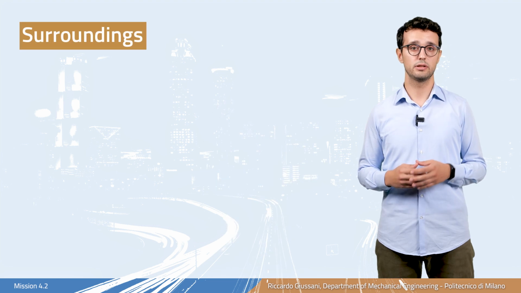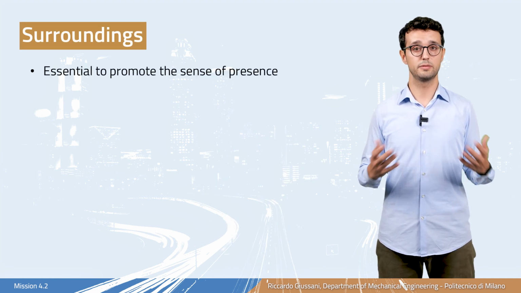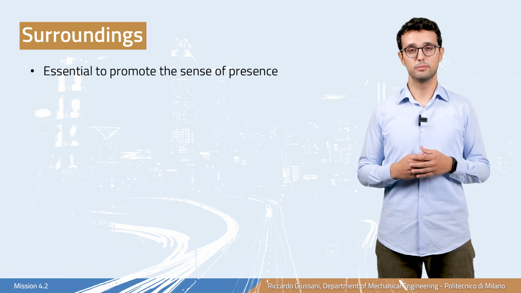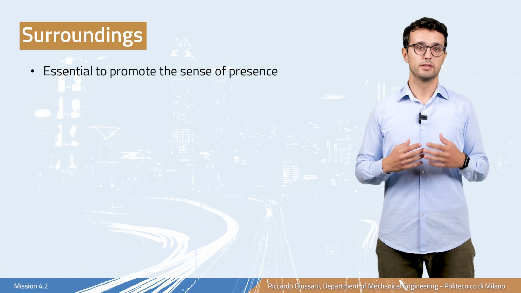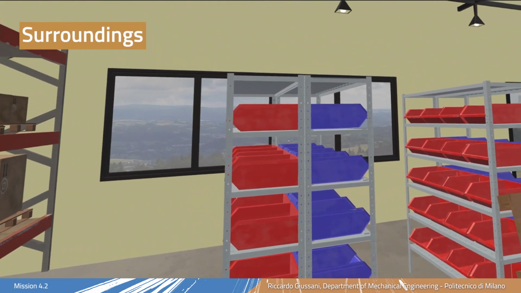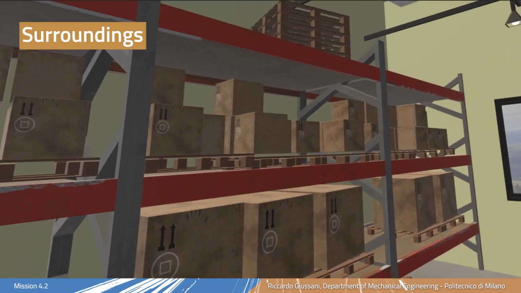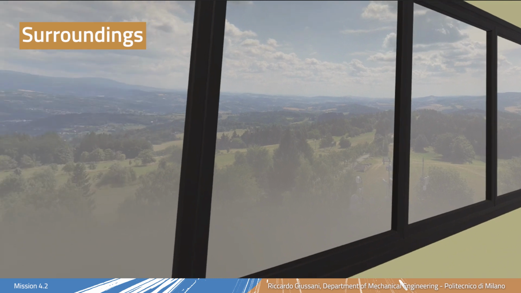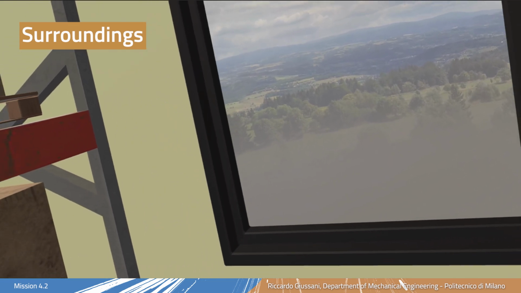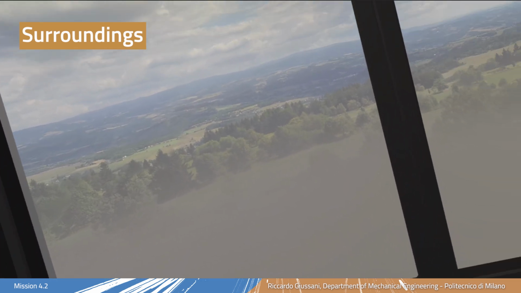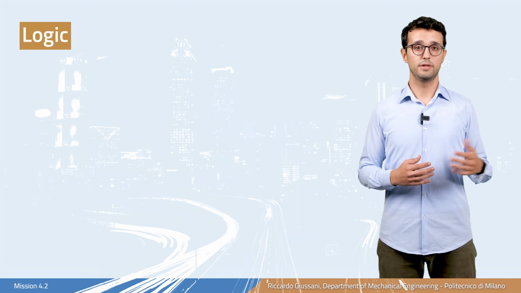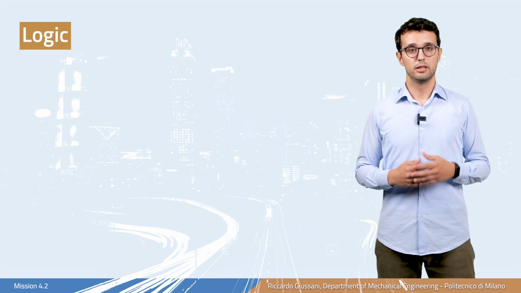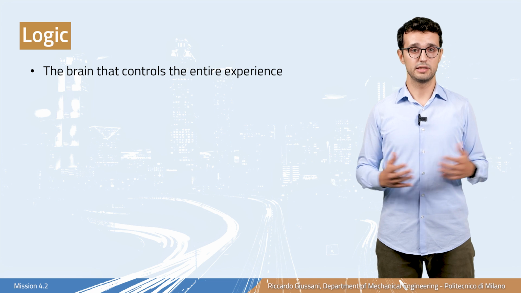The last component of the environment are the surroundings, which are essential to promote the sense of presence, letting the user completely immerse in the experience. Surroundings mostly include additional 3D props, for example, 3D models that the user will not interact with, but also 2D images depicting sky or a particular landscape that are usually positioned far away and give the user the illusion of being there. Eventually, we have the logic, the brain that controls the entire experience.